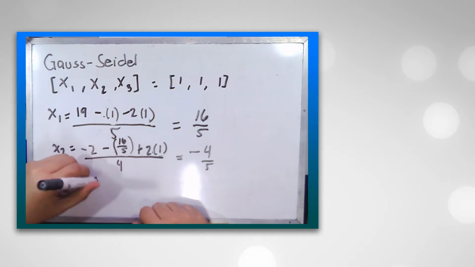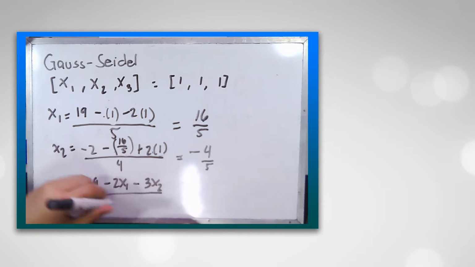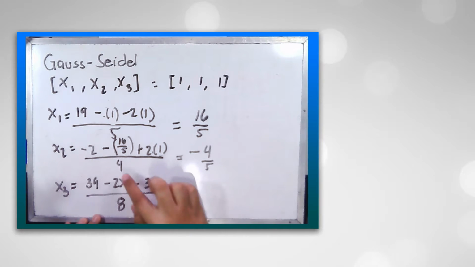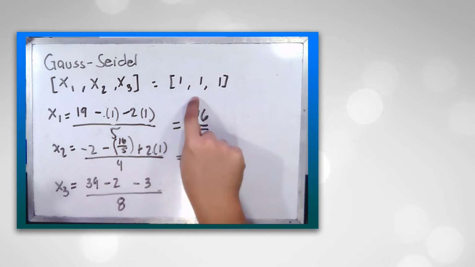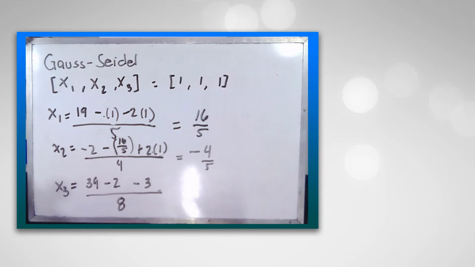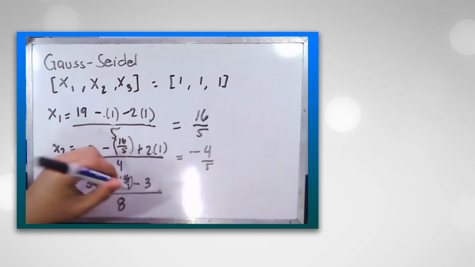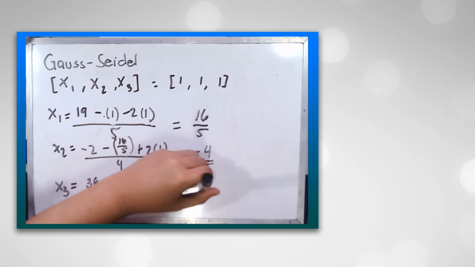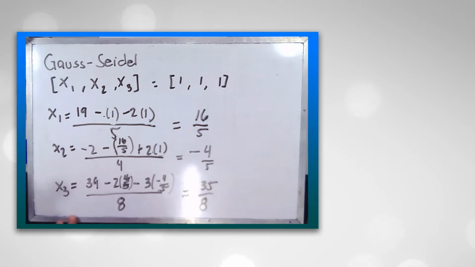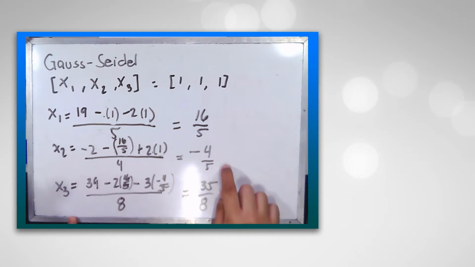x sub 3 is 39 minus 2x sub 1 minus 3x sub 2, over 8. Substituting the values for x sub 1 and x sub 2, we will no longer use the initial values 1, 1, and 1. We will now be using these two, 16 over 5 and negative 4 over 5. Therefore, arriving at an answer of 35 over 8. So at our first iteration, we get the values 16 over 5, negative 4 over 5, 35 over 8.